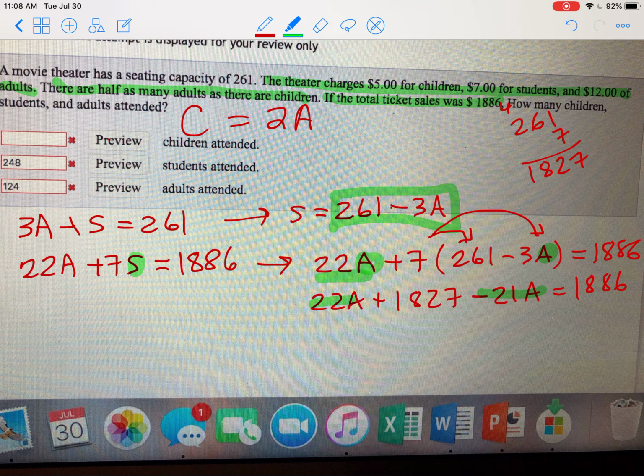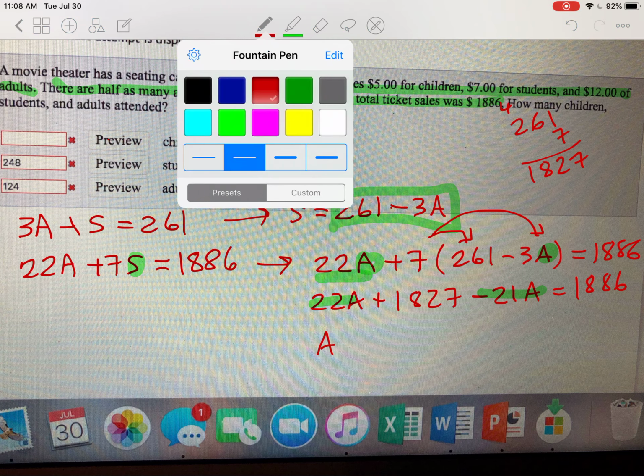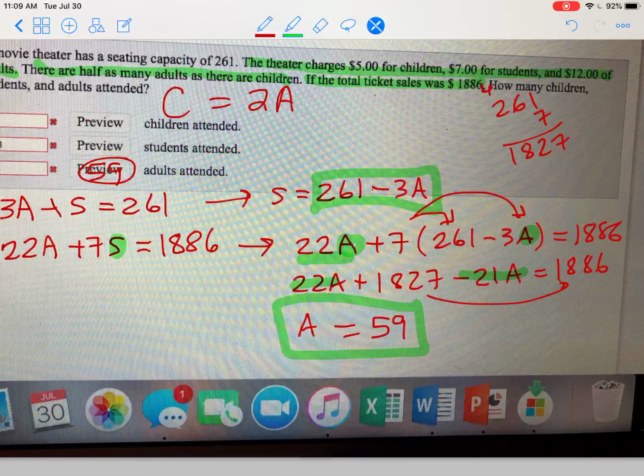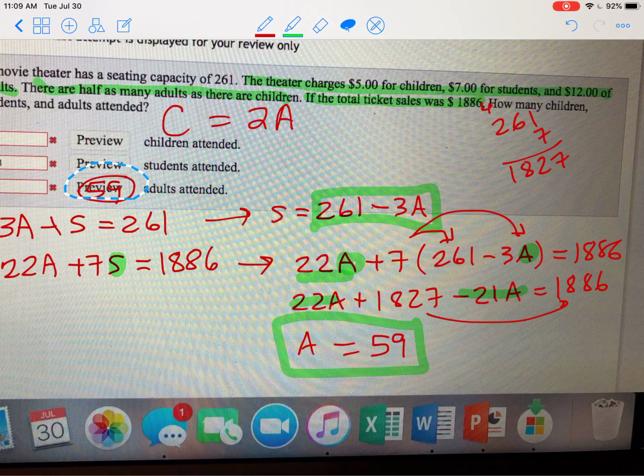22A minus 21A is just A, and then we'll bring this over, and we'll have 1886 minus 1827, and I believe that's 59. So that's our first result, that A is 59. Let me write that here. So that should be 59. Okay, maybe I'll move that over. A is 59.